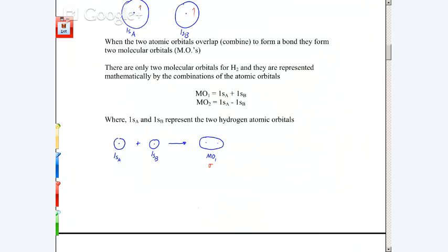Well, now we're going to say that what that really is a sigma orbital over the whole molecule. And this is an important way to distinguish between atomic orbitals and molecular orbitals. Atomic orbitals use English letters, and molecular orbitals use Greek letters. So atomic orbitals are things like s and p, and molecular orbitals are things like sigma and pi. So we're going to use this.